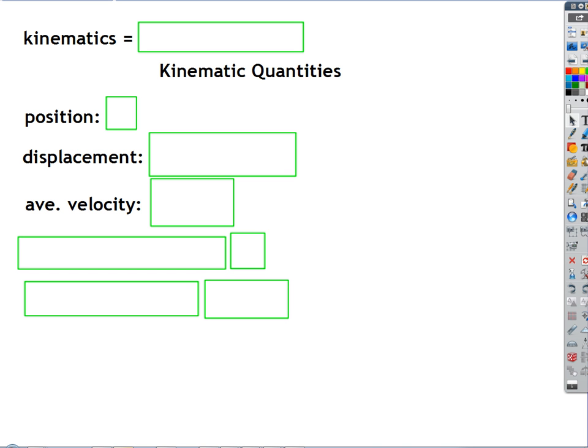Didn't you guys study all your Latin roots, Jesse? We're going to start about kinematics. But you haven't learned those? Let's not jump to conclusions.